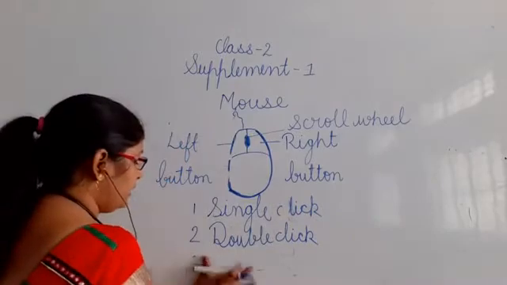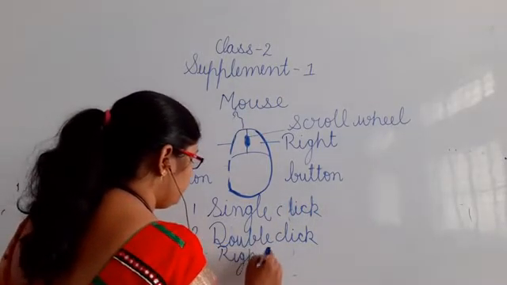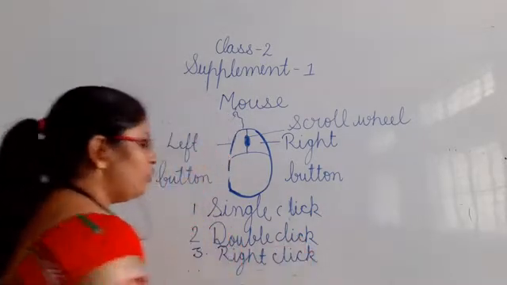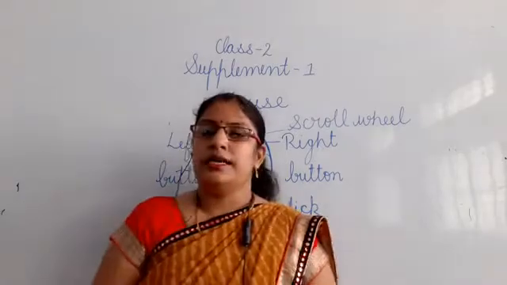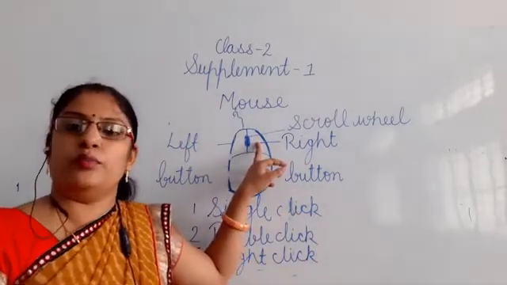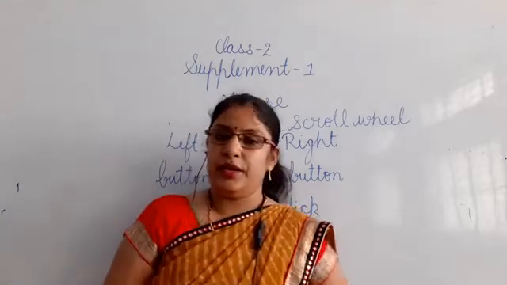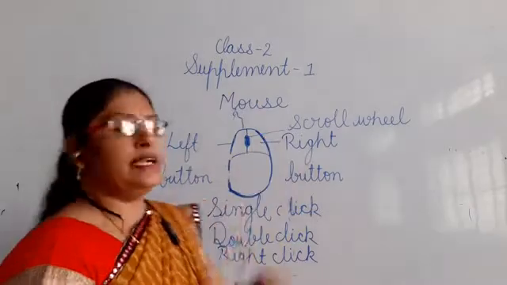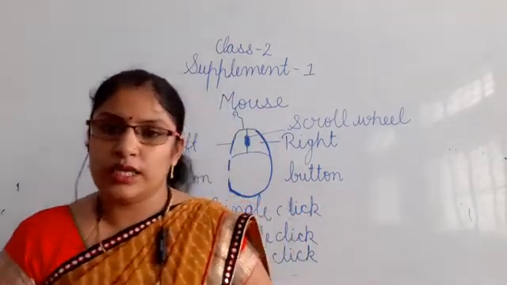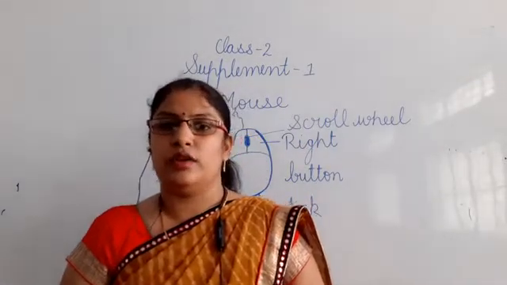Then next is right click. What is right click? Pressing the right button of the mouse once is called right click. I repeat, pressing the right button of the mouse is called right click. So students, we learned about the mouse, parts of the mouse and various clicks of the mouse.